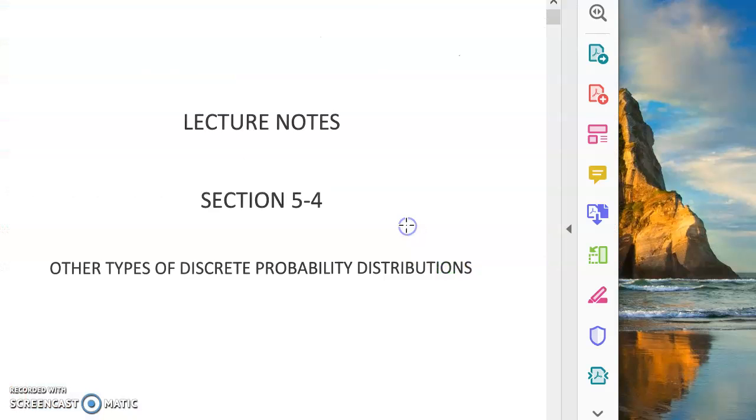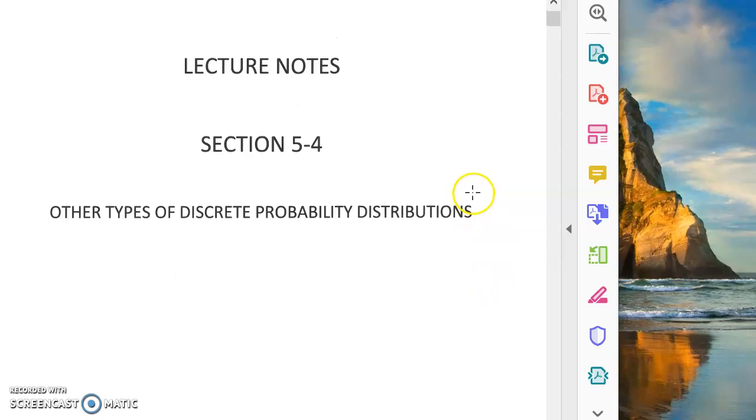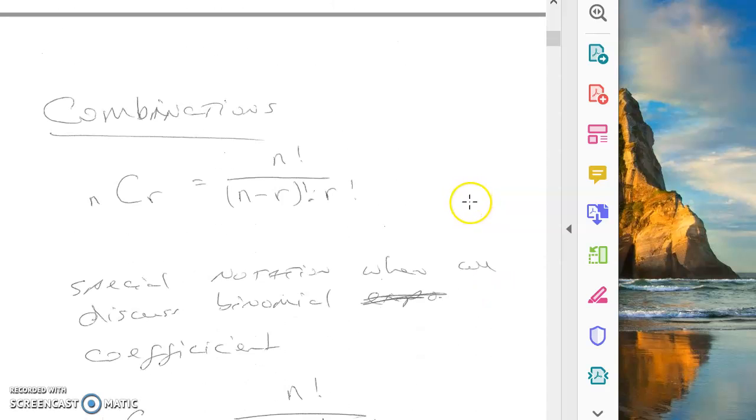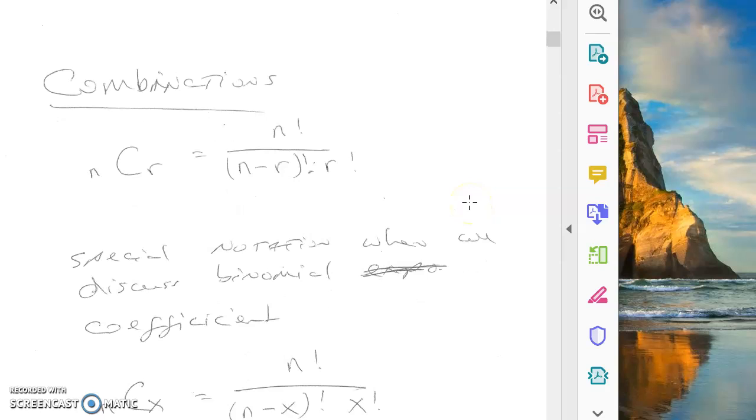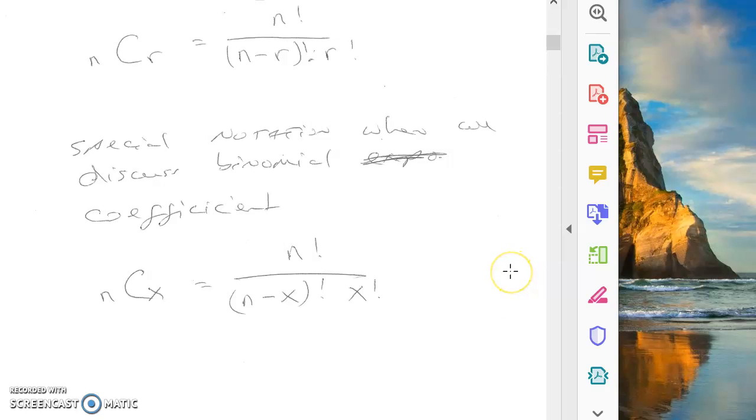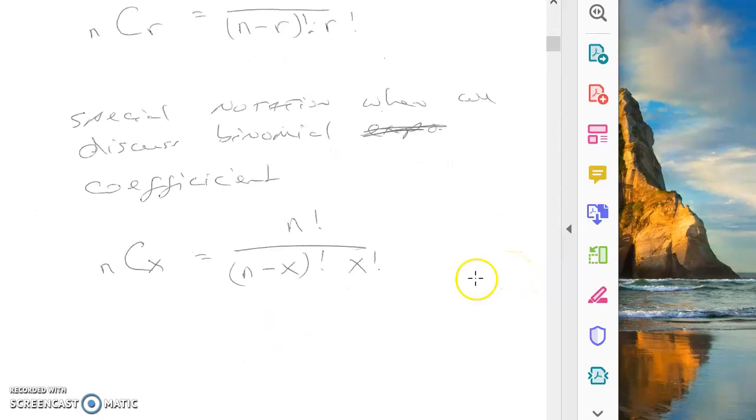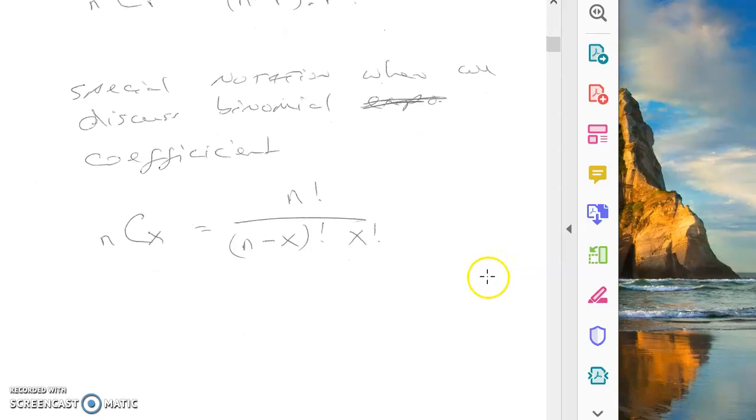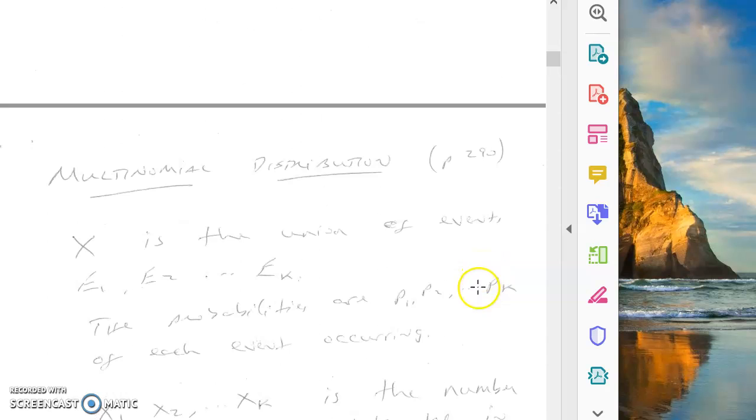All right, so these are my lecture notes for section 5-4. I think I mentioned this last time. This is just the reminder to myself that this is the combination formula, N choose R. We talked about this before, and I also mentioned that we use a special notation when we're talking about the binomial coefficient, and it's also a little bit of a special notation for the multinomial distribution. It's the same concept, but instead of saying N choose R, we say N choose X. X is the number of successes. Okay, so the multinomial distribution.